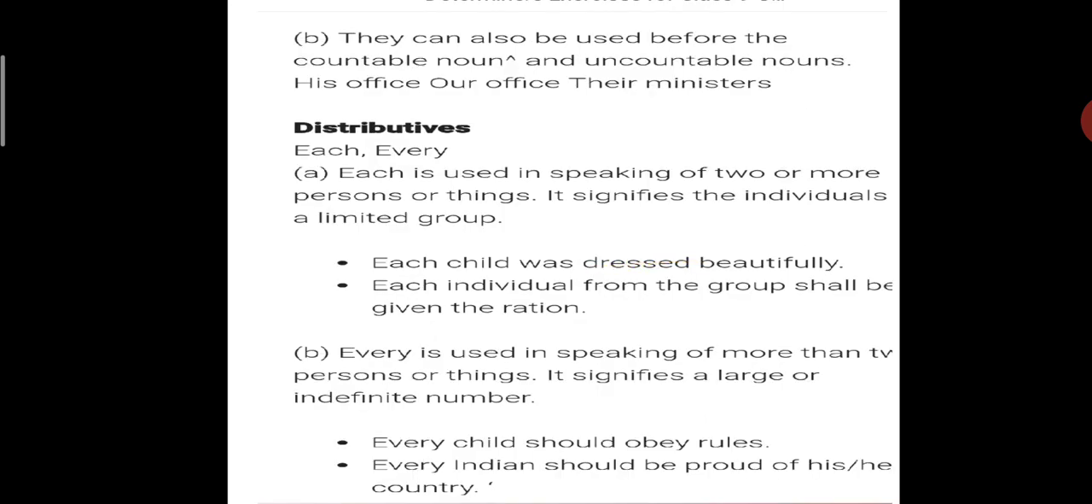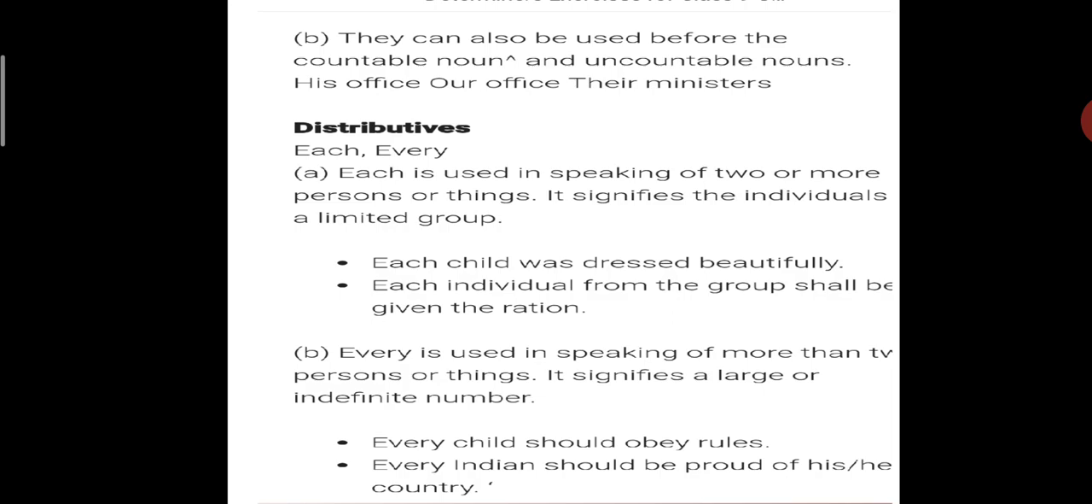Next comes the next example. There is also a condition. They can also be used before countable nouns and uncountable nouns. His office, your office, their ministers, like this. Then the next determiner is distributive.